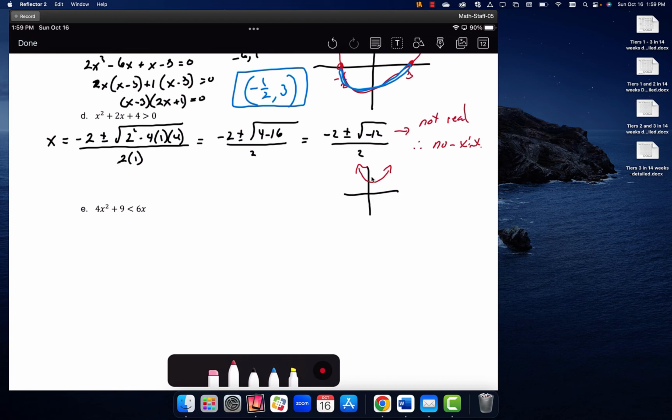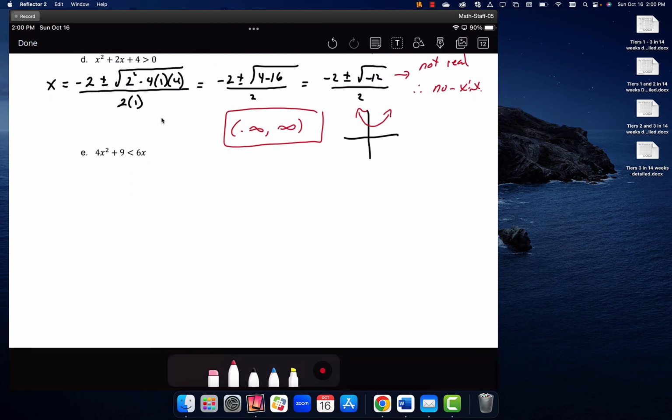Once we have the graph, and again, the graph doesn't have to be crazy accurate, you just need a general idea of what it looks like. From here, we can answer the question. Where is the quadratic greater than 0? Well, everywhere. It's always greater than 0. It's always above the x-axis. So it's always above the x-axis, then our answer is everything. Negative to positive infinity. The graph, the quadratic, is always greater than 0.